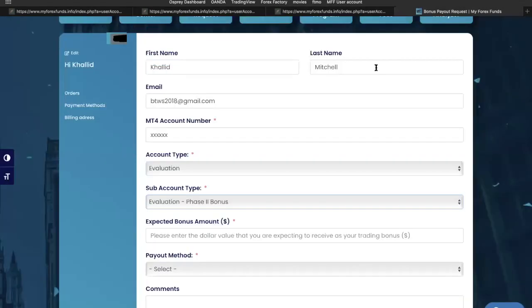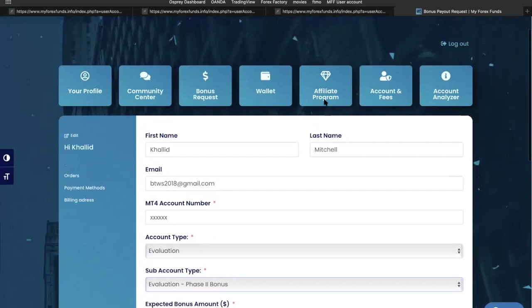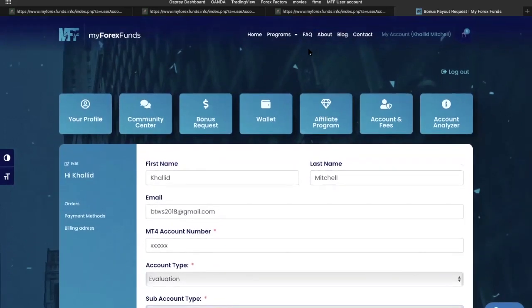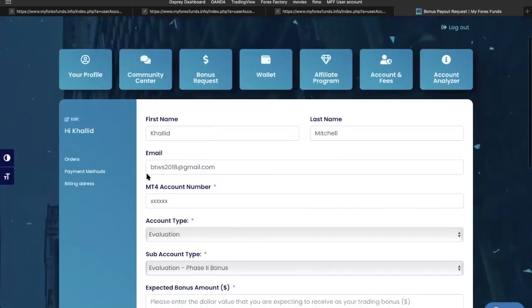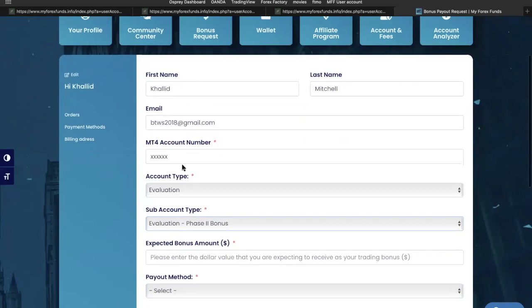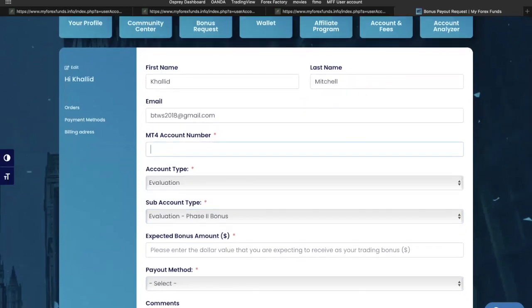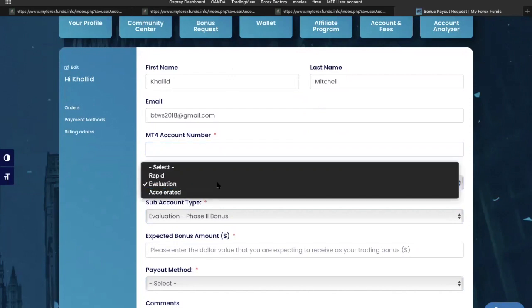So next we're going to come over to the bonus request page. This is also part of your back office. I was just on the account analyzer tab, but you can also do account and fees if you want to purchase more accounts or restart your account, your affiliate links, your wallet to link stuff, bonus requests, which is where we're on now, community center, and your profile. Some of the information is already populated in. On this section right here, you're just going to type what your live evaluation Forex account number is. And then you're also going to select what type of account.